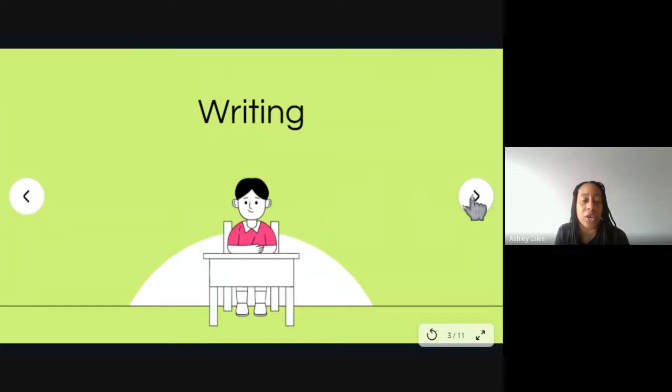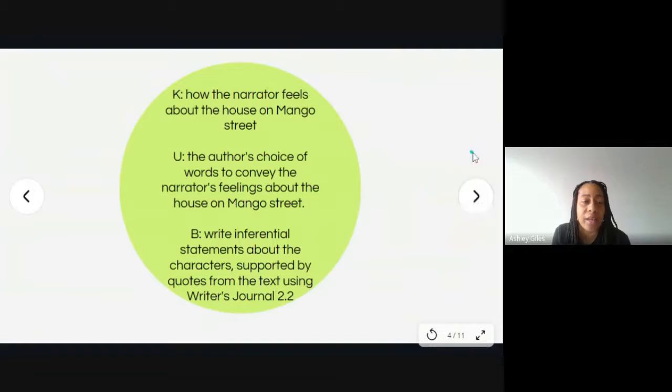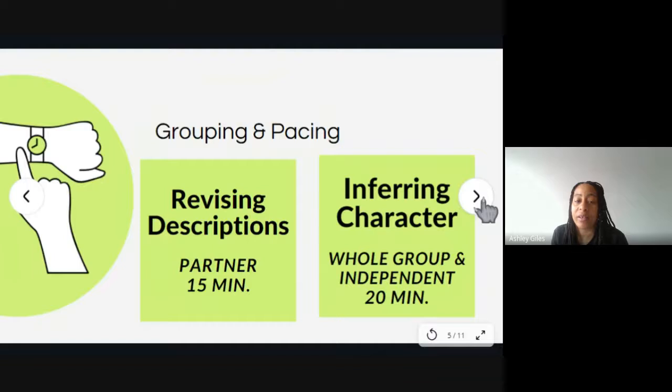All right, so we're going to start off today's lesson with writing. The writing portion, the CUBs for that says the students will know how the narrator feels about the house on Mango Street. The student will understand the author's choice of words to convey the narrator's feelings about the house on Mango Street. And the student will be able to write inferential statements about the characters, supported by quotes from the text using Writer's Journal 2.2. So very heavy CUBs, deep thinking from our students.